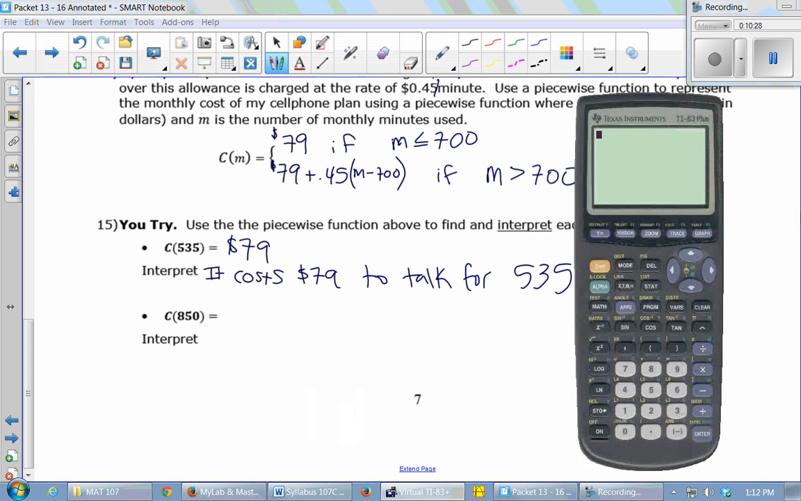Okay, so it is 79 plus 45 cents times 850 minus 700. So we get $146.50. So I'll write out what I typed in there. Plus 0.45 times 850 minus 700 is 150. So that comes out to 146.50.